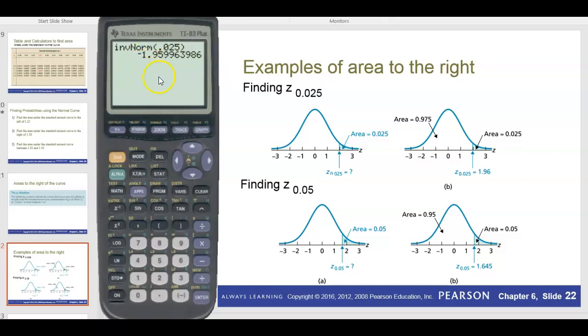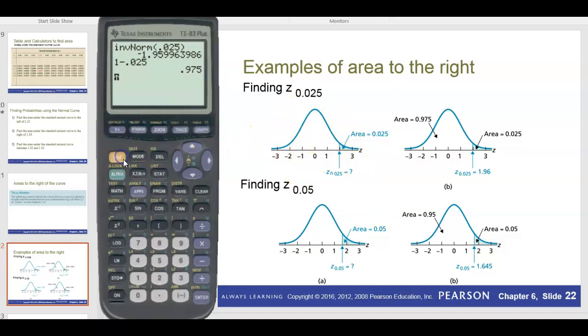No, wait a minute. So that's different. Let me do it on a TI-84 first. On the TI-84, if you go to inverse norm, I guess the area is always to the left. Yeah, so we would have to convert this 0.025. We would take 1 minus 0.025. I'm going to have to use minus, not negative here. So that gives us 0.975. So I want to find the area over here that is 97.5% to the left of that.